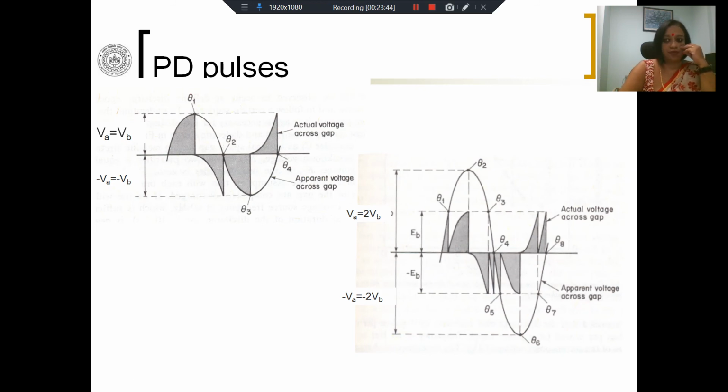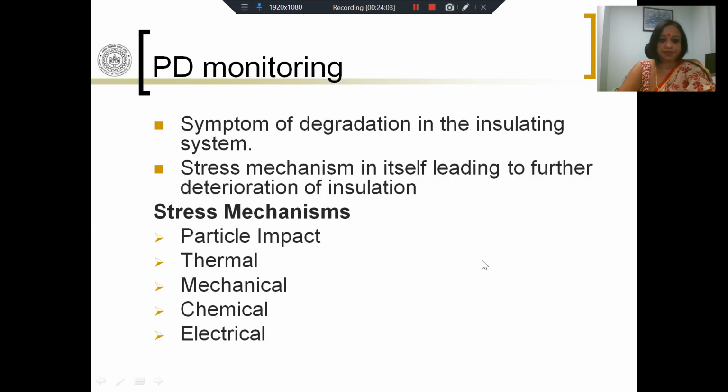and the number of pulses that you would have per half cycle, per cycle of supply voltage depends upon the relation between the breakdown voltage of the void and the voltage that would appear across the void depending upon your CV and CS. And the number of pulses would be an integral number.